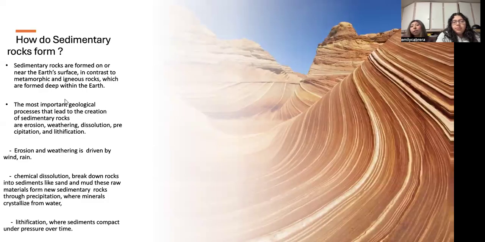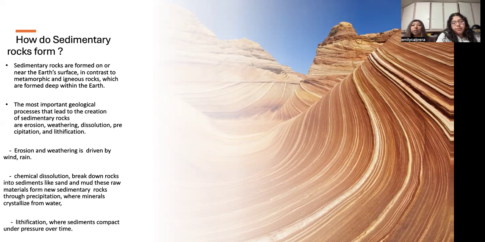And how do these sedimentary rocks form? So, sedimentary rocks are formed on or near the Earth's surface, in contrast to metamorphic and igneous rocks, which are formed deep within the Earth. The most important geological processes that lead to the creation of sedimentary rocks are erosion, weathering, dissolution, precipitation, and lithification.